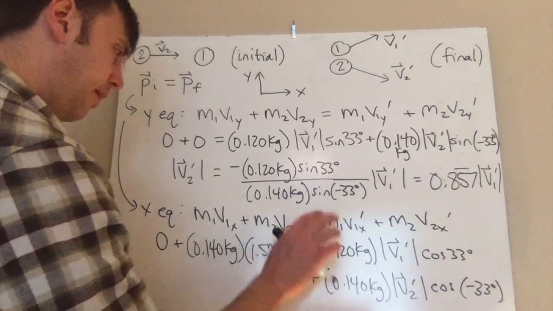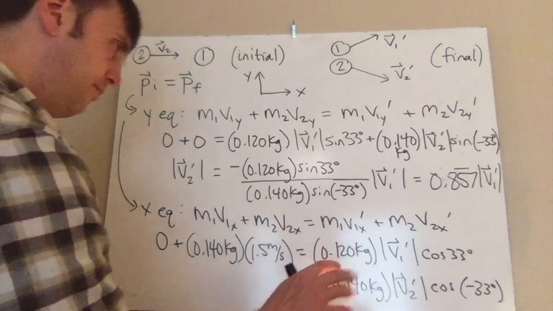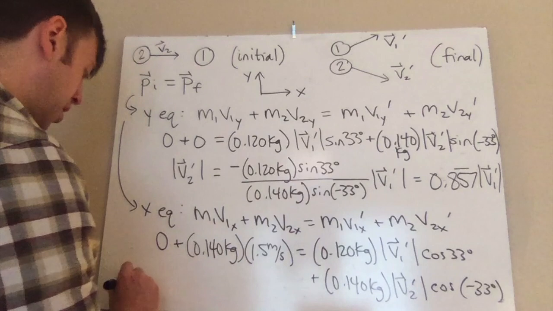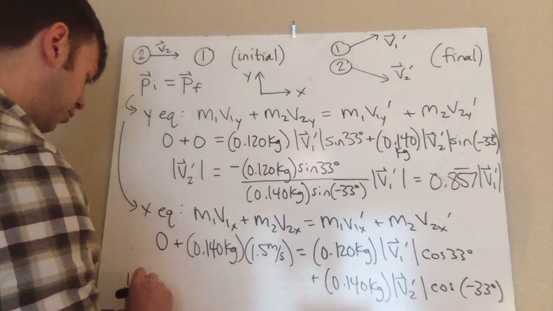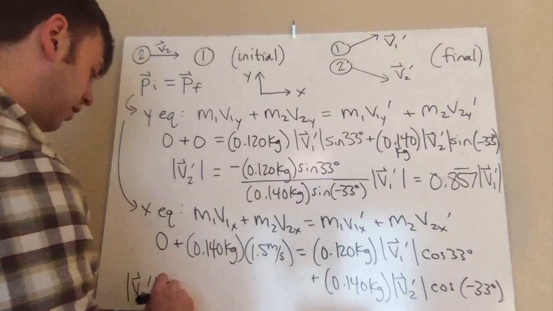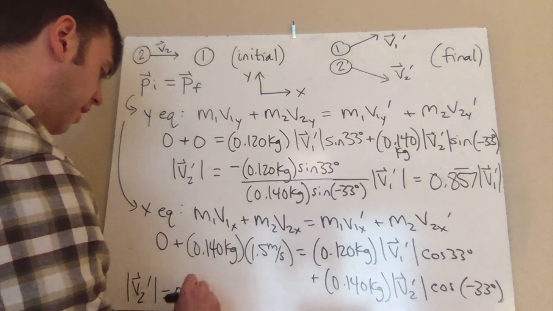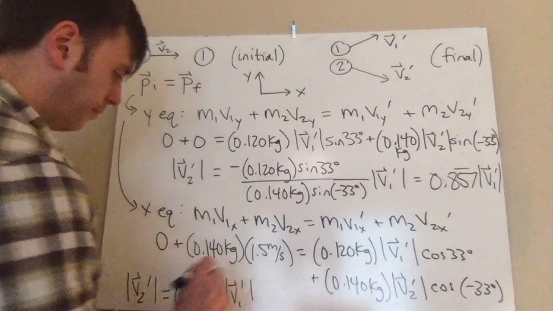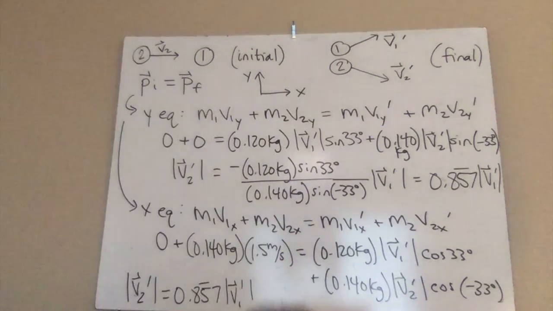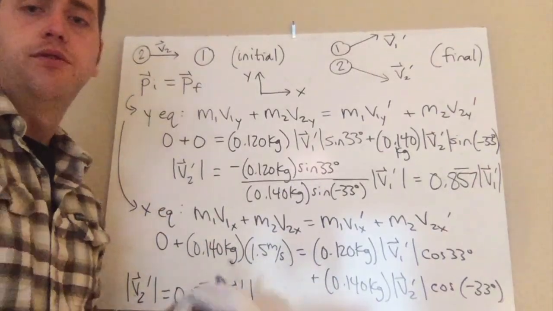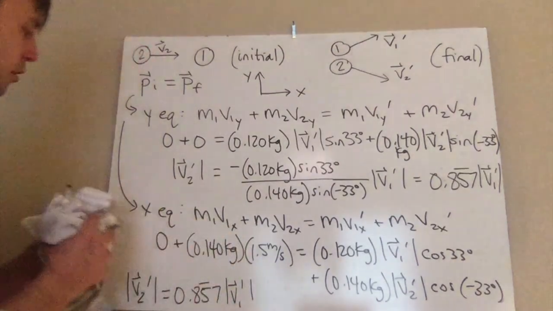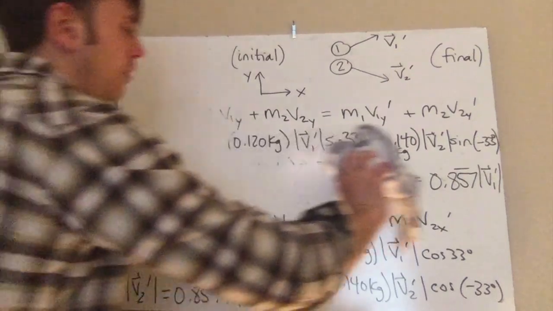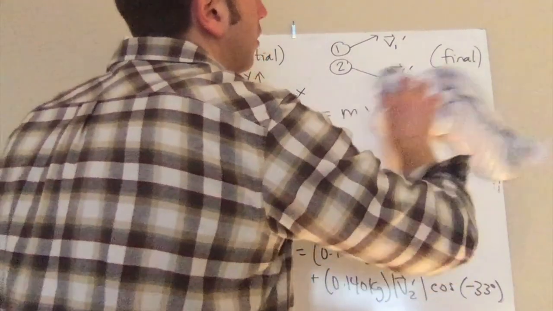Actually, I'm going to keep this x equation down here, and I'm going to write the result that we got from the y equation, which says v2 prime magnitude is equal to 0.857 times the magnitude v1 prime. So these are the two equations that we're going to work with to solve for these two final speeds. So I'm going to erase now what's on top. All right.